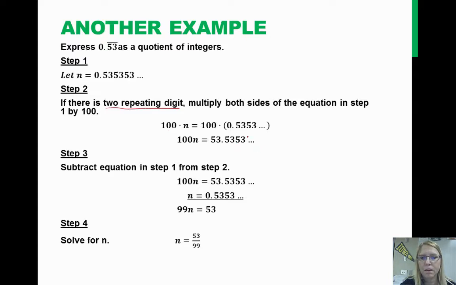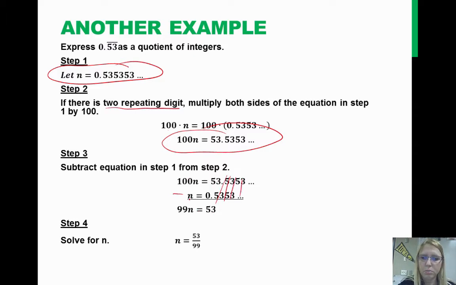So we're going to take, step 3 is the same as what we did in the last example, where we take the first equation and subtract that from the second equation here. So notice that the repeating decimals all disappear again, so we're left with just 53. But on the left side, it's 100n minus 1n, so it's going to be 99n. And then when we solve for n, it's 53 over 99.